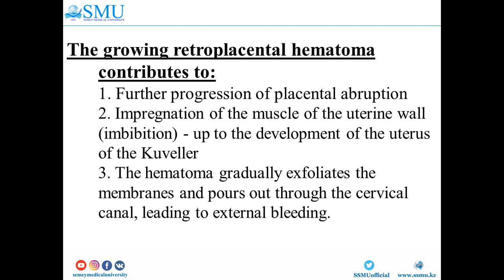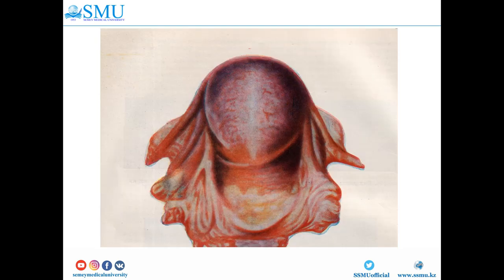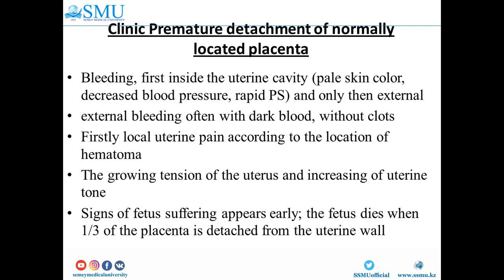The hematoma gradually exfoliates the membranes and pours out through the cervical canal, leading to external bleeding. At this picture presented Couvelaire uterus, which has cyanotic color completely imbibed by blood. Clinic of premature detachment of normally located placenta. Bleeding firstly inside in the uterine cavity. Its symptoms are pale skin color, decreased blood pressure, rapid pulse, and only then it starts to external bleeding. External bleeding often with dark blood, without clots.